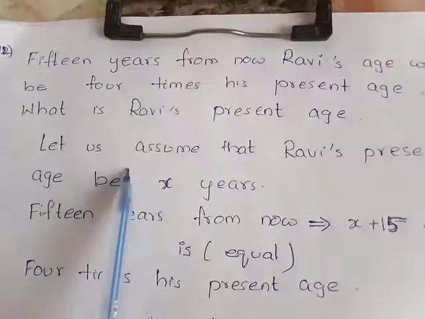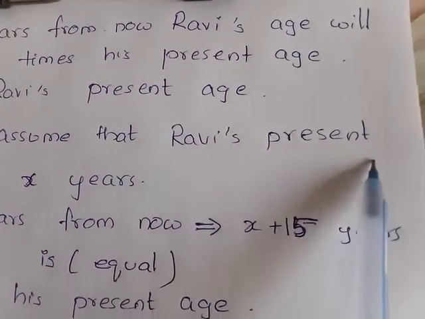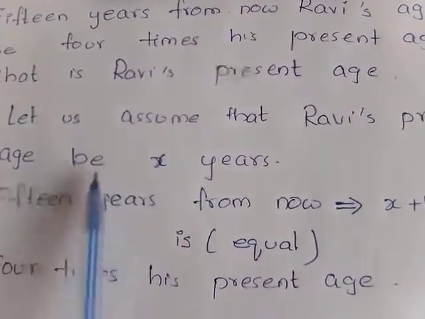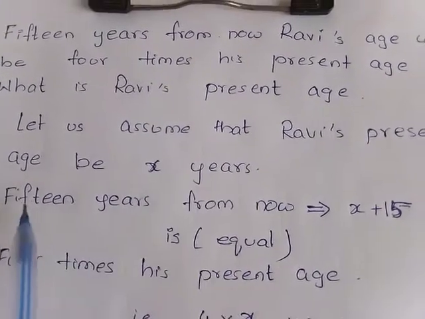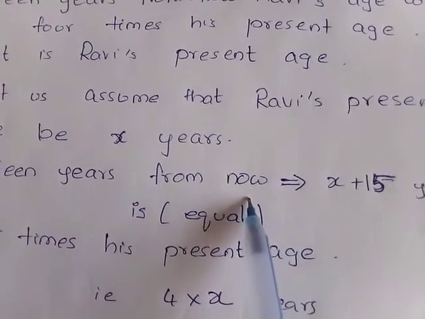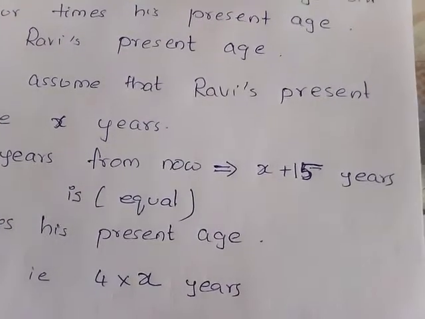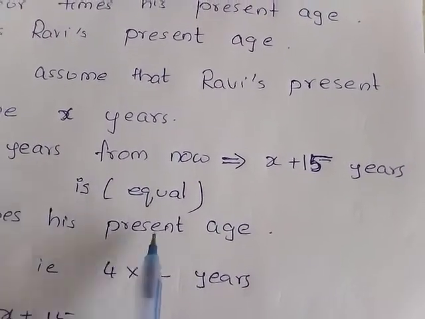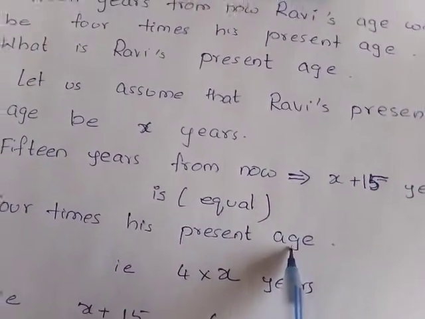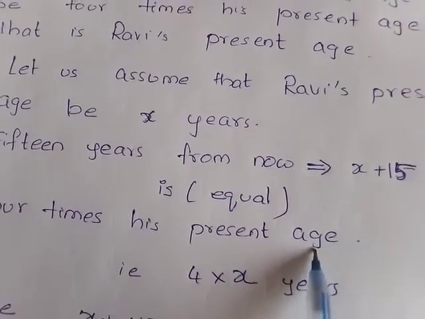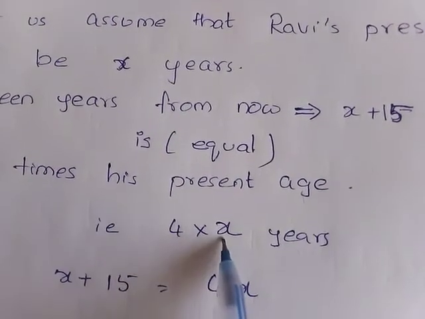So, let us assume. Let us assume Ravi's present age be x. We are taking Ravi's present age is x years. 15 years from now. So from here onwards 15 years, that is equal to x plus 15 years. Here 15 years from now means we have to add 15 years. Is equal, what is it equal to? 4 times his present age. 4 times his present age means we have to multiply with 4. So that is equal to 4 into x years, because x is the present age.